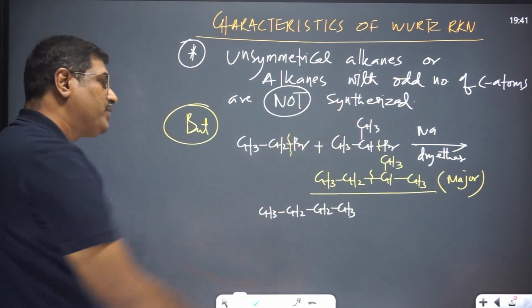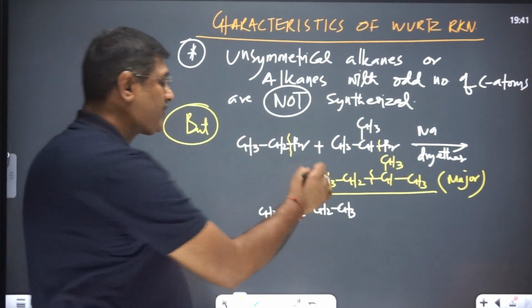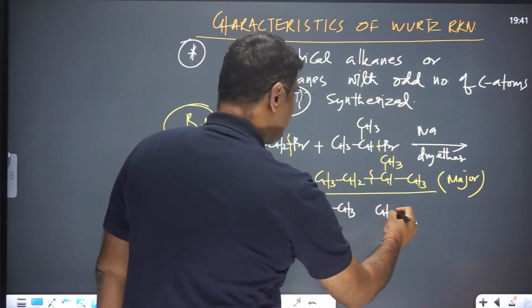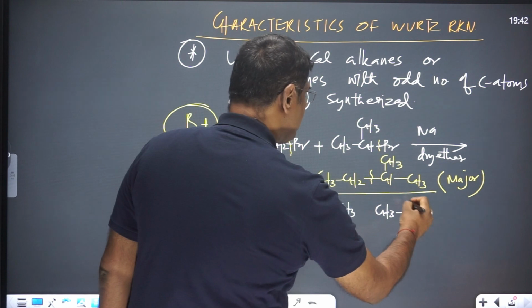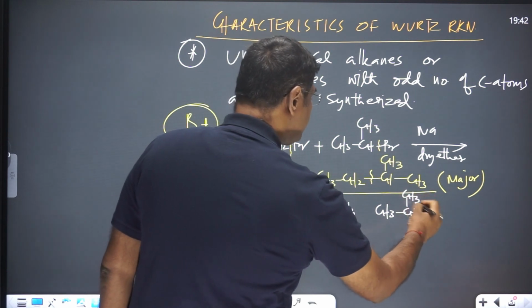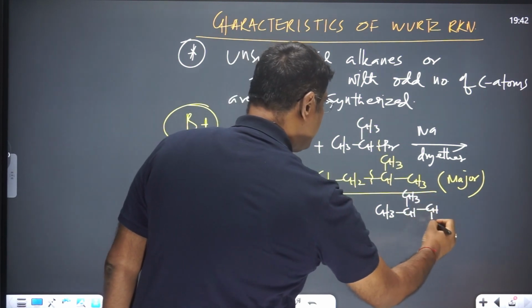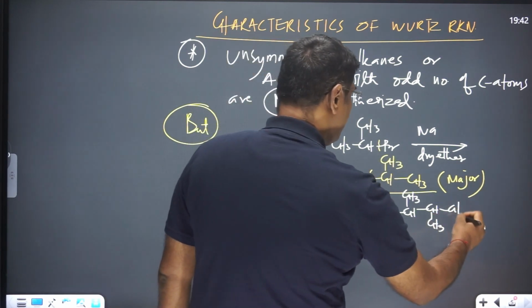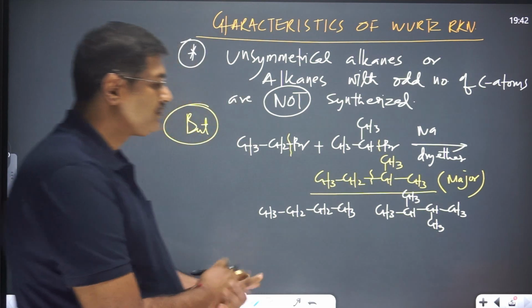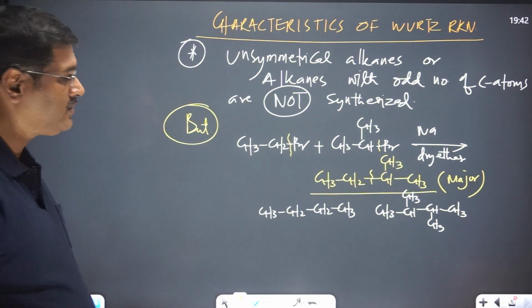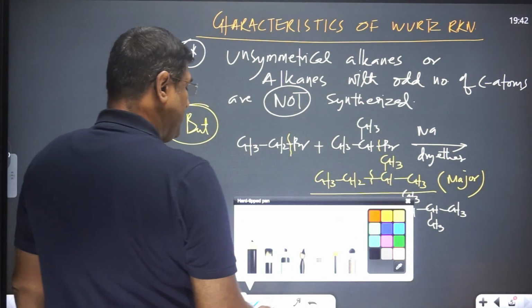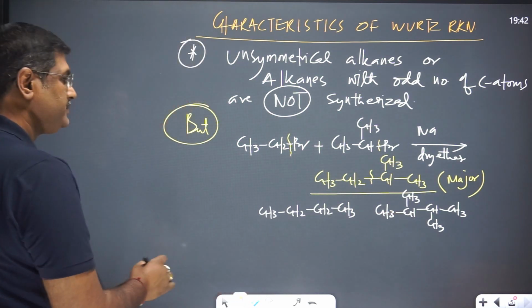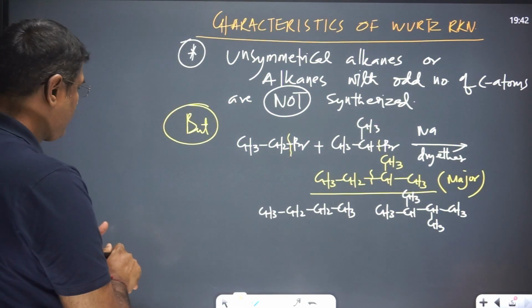And self-coupling of that will give CH3-CH2-CH2-CH3, butane. Any other product? Yes. What are the other products? You see this one. Here I am telling you.